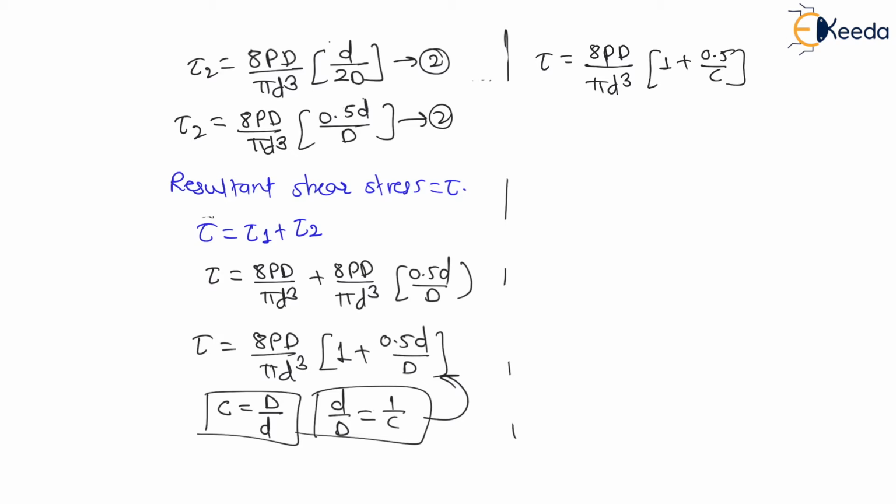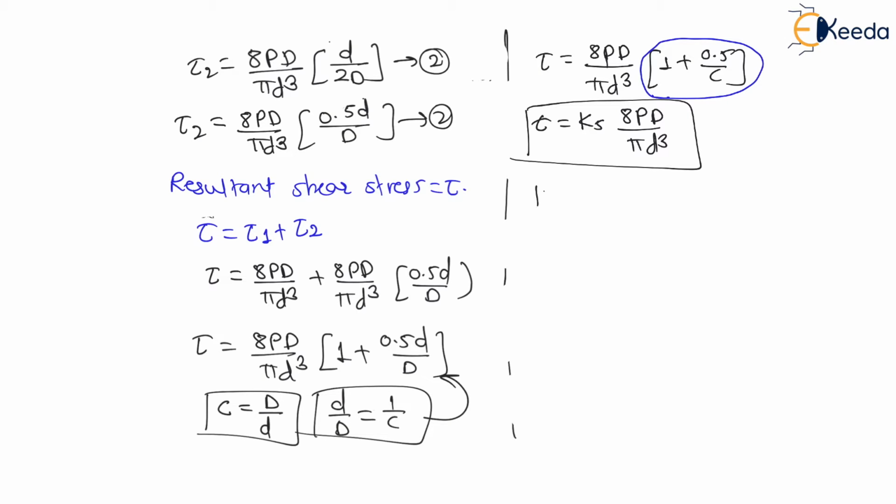Right. My dear students, this term, 1 plus 0.5 divided by C, is called the shear stress correction factor. Therefore, this tau can be written as Ks into 8PD divided by pi d cube, where Ks is nothing but the shear stress correction factor. And this shear stress correction factor Ks is nothing but 1 plus 0.5 divided by C.